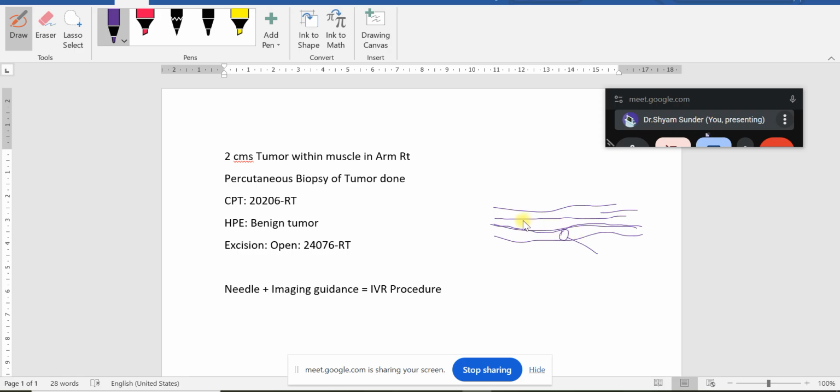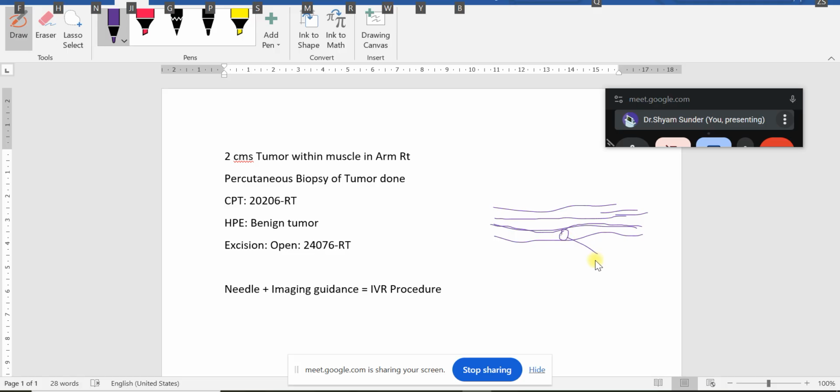So there is a thin space between the subcutaneous tissue and the intramuscular region, sometimes filled with a fatty layer. But the surgeon will write clearly: is it a subcutaneous tumor or within the muscle? If it is within the muscle, the surgeon will write the name of the muscle also. What muscle is it?